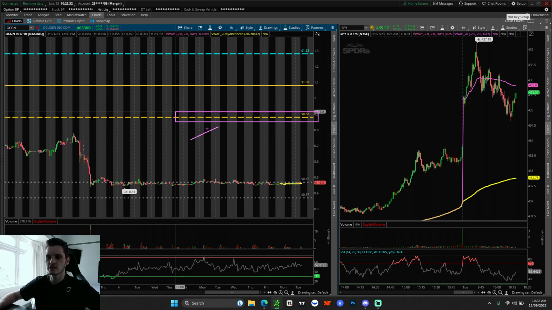So again, key resistances where I'm looking short bias, 88 cents, $1.08, and $1.28. So that's the key resistances. Again, supports, we don't really have any, not paying attention to the downside. We just got our fair value, which is where we are now, 37 to 47 cents.